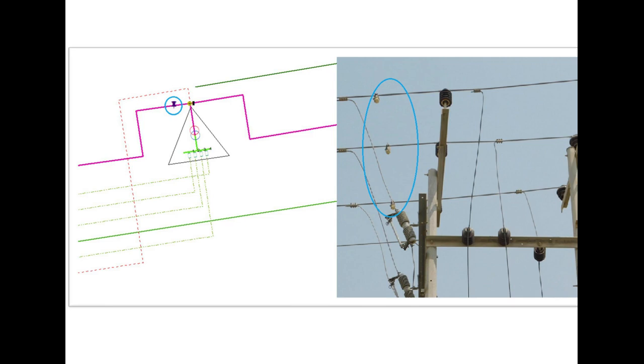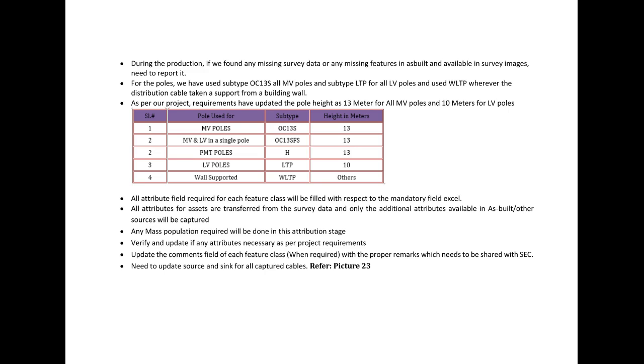Refer to Picture 22. During production, if we find any missing survey data, or any feature missing in as-built but available in survey images, we need to report it. For the poles, we have used subtype OC13S for all MV poles and subtype LTP for all LV poles, and used WLTP wherever the distribution cable takes support from a building wall.